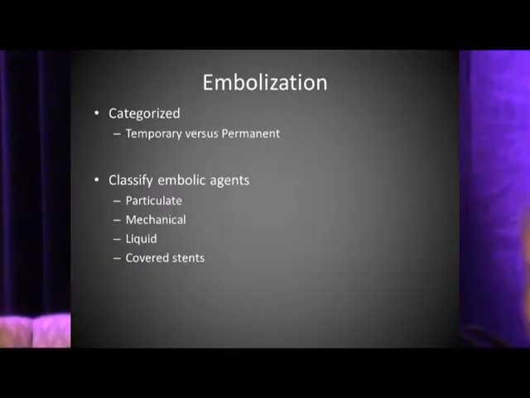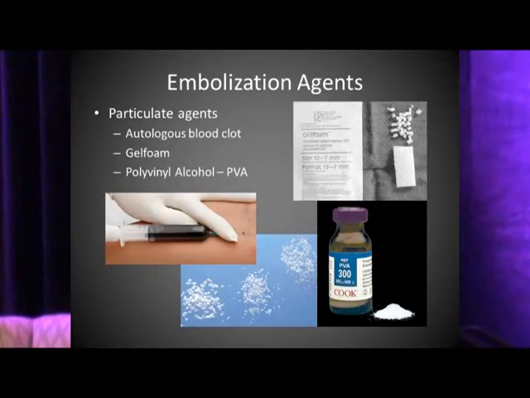A lot of times you'll hear embolization categorized as temporary versus permanent. For my talk today, I'm going to classify embolic agents in these 4 categories, and I'm briefly going to talk about covered stents at the end. For particulate agents, autologous blood clot, gel foam, PVA, these are the main things that we use for particulate agent embolization.